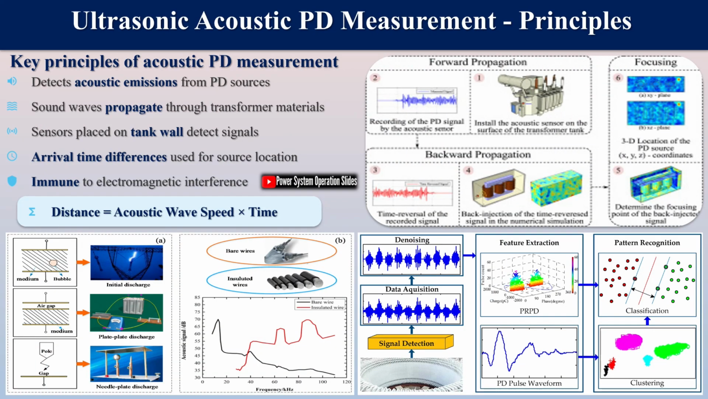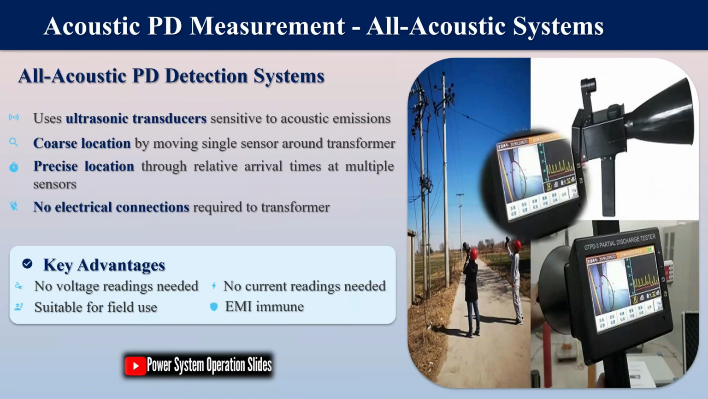Ultra-high-frequency (UHF) PD measurements have emerged as a valuable alternative for online monitoring, particularly in noisy environments where conventional methods struggle. UHF detection operates on the principle that PD generates fast rise-time electrical impulses that radiate electromagnetic waves in the frequency range of 300 MHz to 3000 MHz.